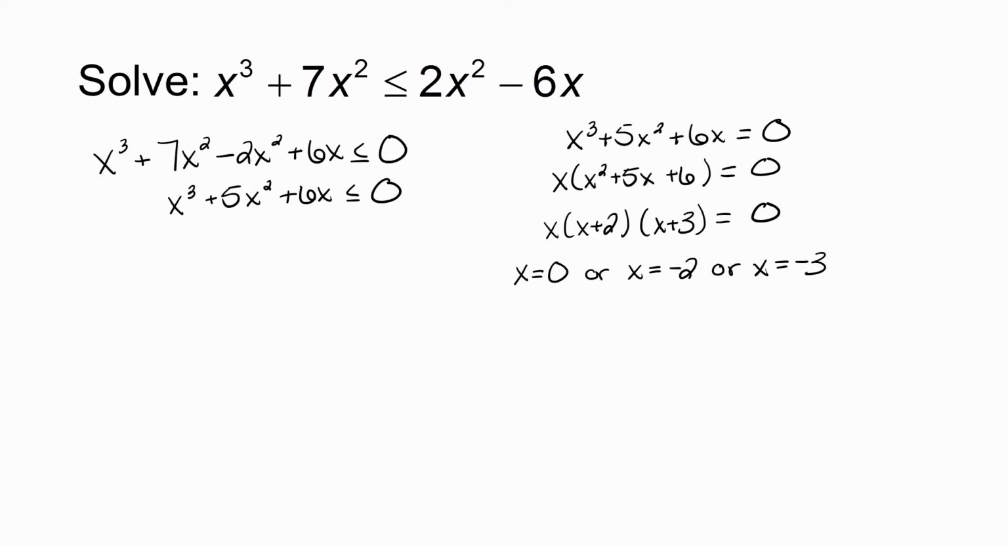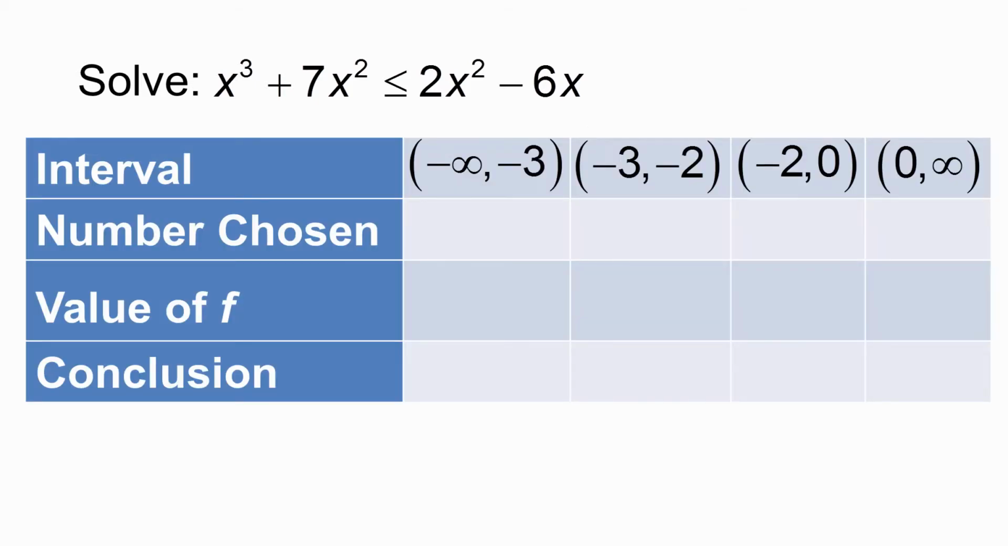Next, we will use the real zeros to separate the real number line into 4 intervals. The intervals are negative infinity to negative 3, negative 3 to negative 2, negative 2 to 0, and 0 to infinity. Select a number in each interval, evaluate f at the number, and determine whether the value of f is positive or negative. If the value of f is positive, all values of f in the interval are positive. If the value is negative, all values of f in the interval are negative.